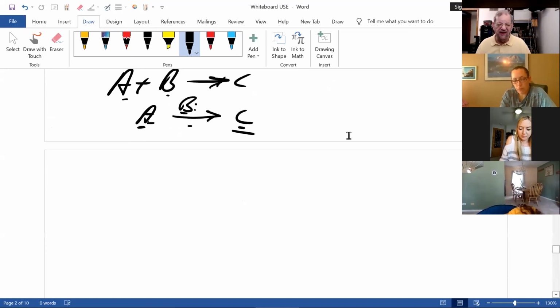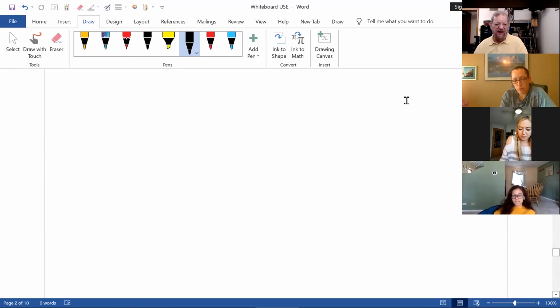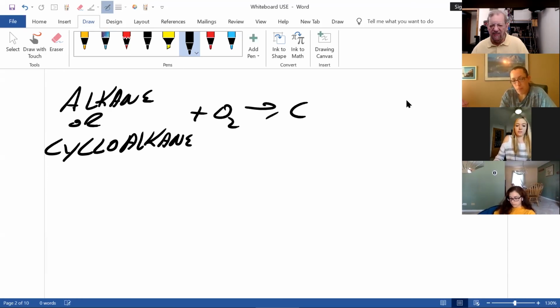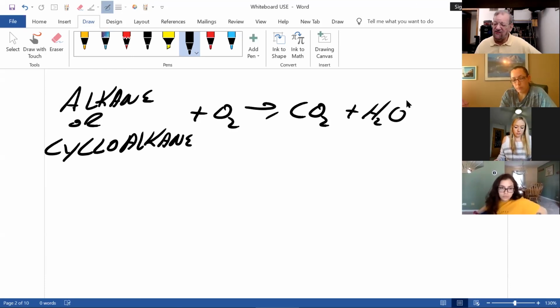Now, I'll say on the whiteboard, the general reaction is an alkane or cycloalkane plus oxygen gives carbon dioxide plus water. Heat's not a chemical, so I'm not going to put that down. Because on a test, I'll ask, give the product or products for the following reaction. Well, I'm not going to do this on a test. What will I do is this.